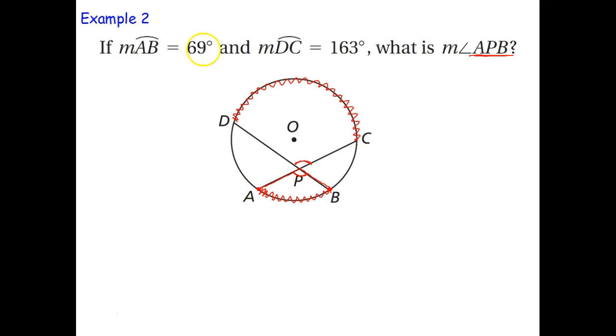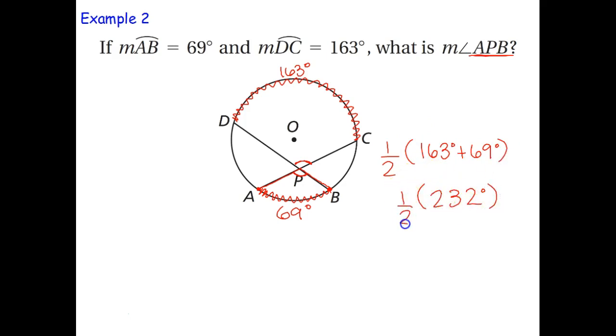Okay, so we know that AB is 69 degrees. We know that DC is 163 degrees. And so all we have to do is just take half of their sum. So 163 plus 69, and I believe that's 232 degrees. And so half of 232 is 116 degrees. So this angle in here and this angle in here are both 116 degrees.